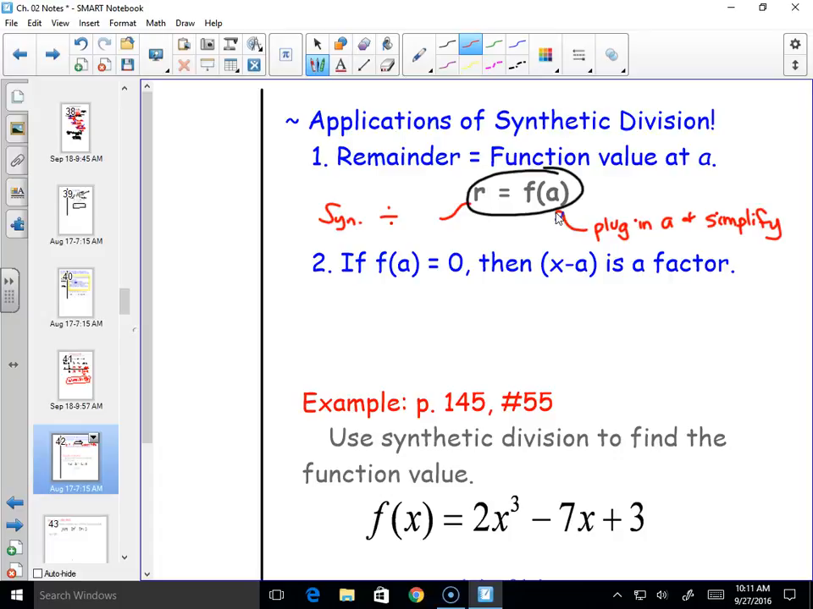And from this application, if the function value at a is 0, what does that mean? The remainder must be 0. And if the remainder is 0, isn't that a good thing? That means x minus a is a factor because it goes in evenly. And similarly, x equals a is a zero, I could say solution, but I'll say zero. It's an x-intercept. So just stuff that we can pull out.